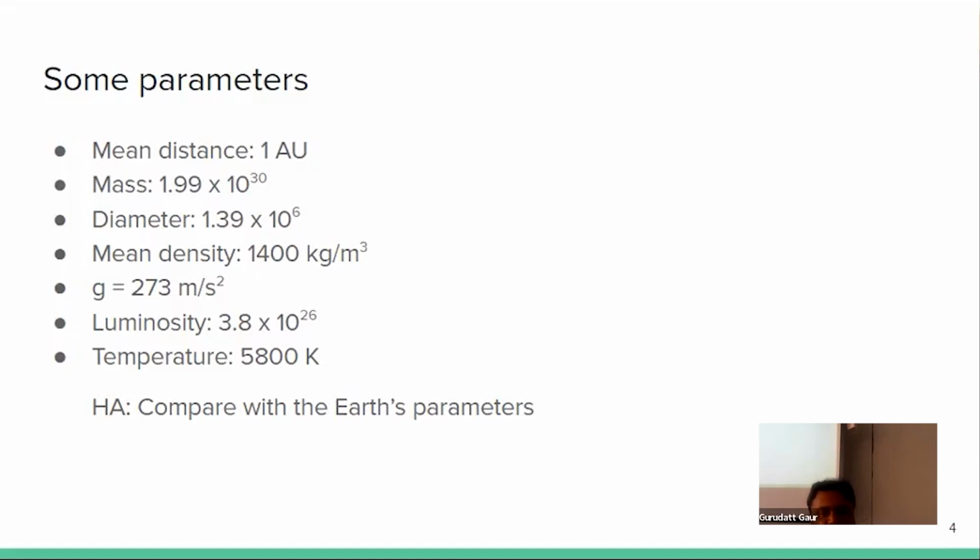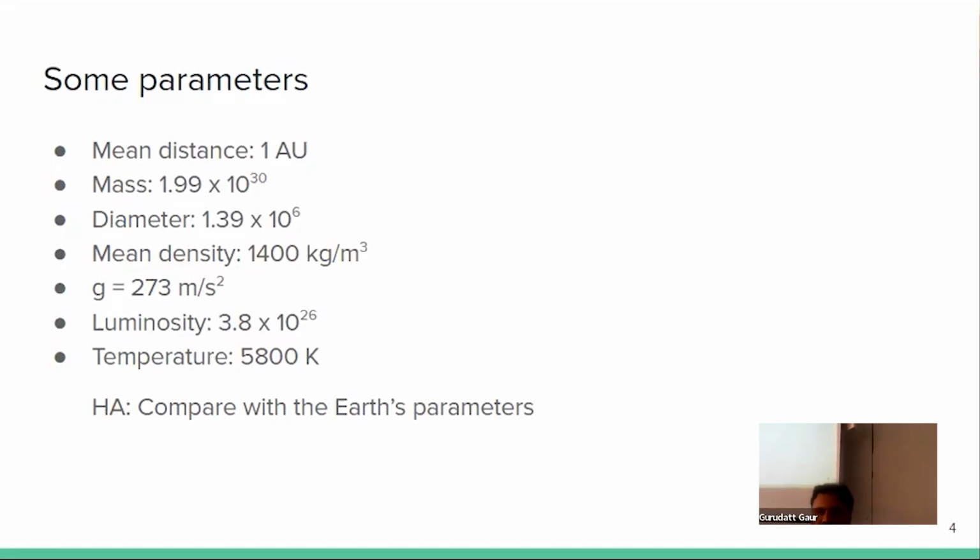Mean density, 1400 kg per meter cube. If you want to compare it with something else, what it should be? Take water. What is the density of water? Yeah, 1 gram per centimeter cube, or 1 kg per liter. A liter is how much? 1000 cubic centimeters. You can convert that. So it is not too dense, but it is denser than water. You can compare its density with the solids. Right? That's a home assignment for you. You can compare these parameters with Earth's parameters and some other material you know.